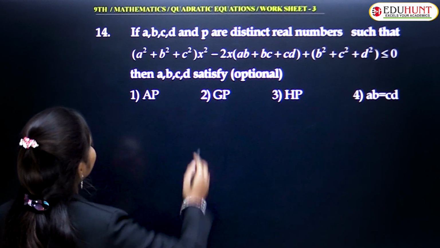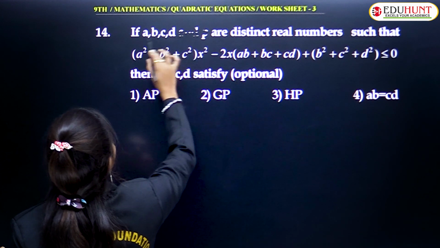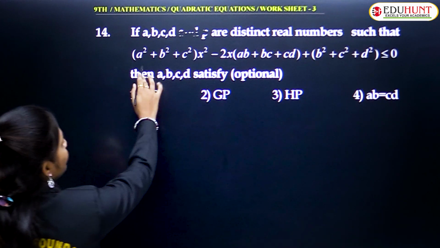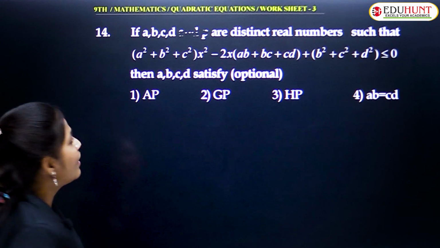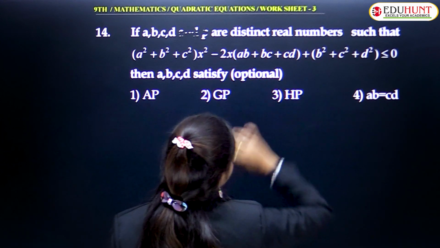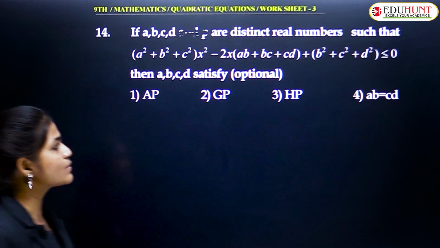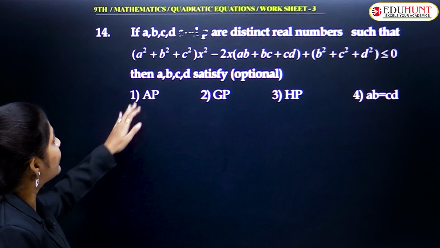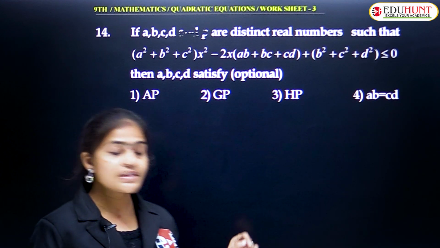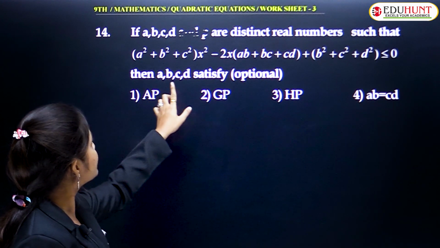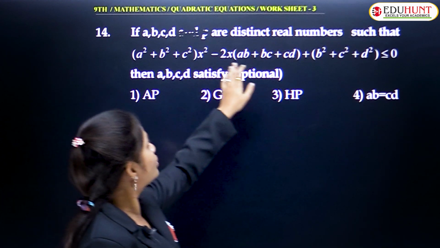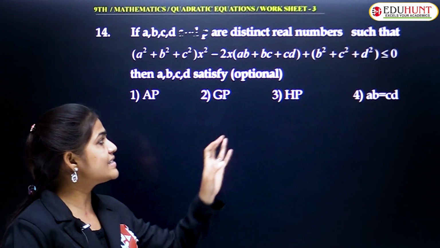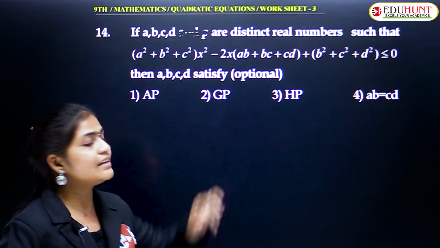If A, B, C, D, here P is not there. So A, B, C, D are distinct real numbers such that (A square plus B square plus C square) X square minus 2X (AB plus BC plus CD) plus (B square plus C square plus D square) is less than or equal to 0. Okay, so here A, B, C, D satisfy this. So that quadratic inequality is given, no?